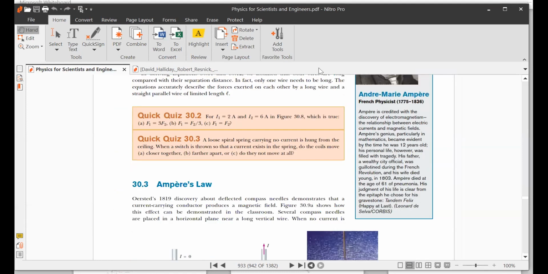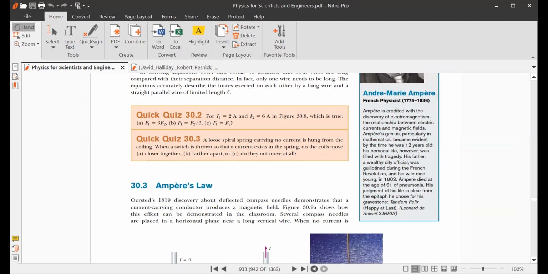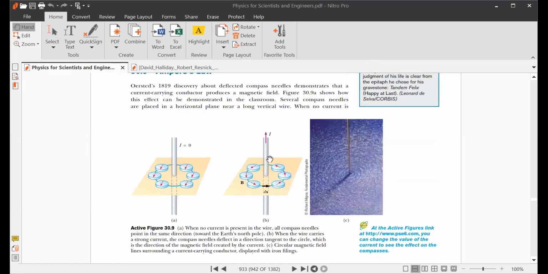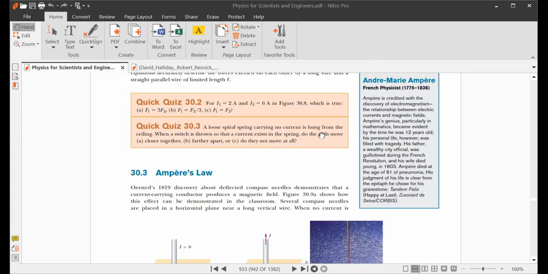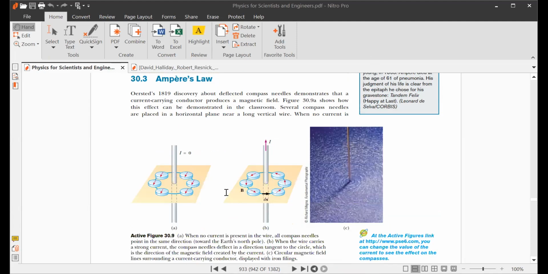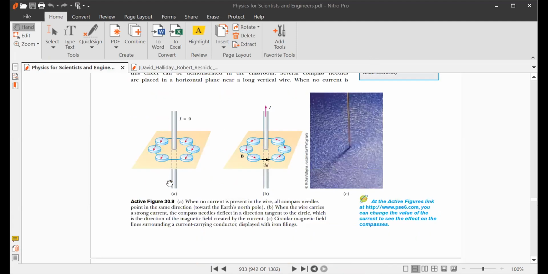So today, just a moment. Okay. So today we will discuss Ampere's law. This is analogous to Gauss's law in electrostatics.